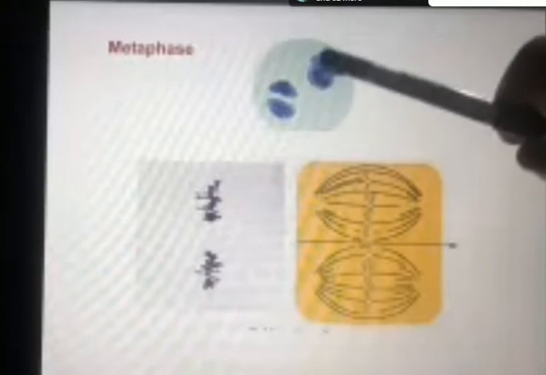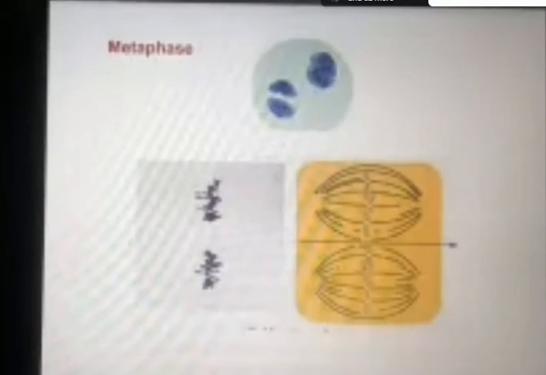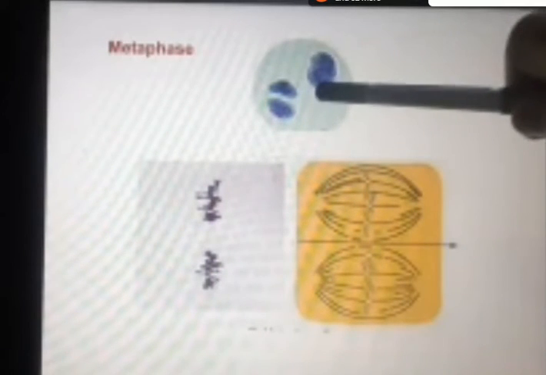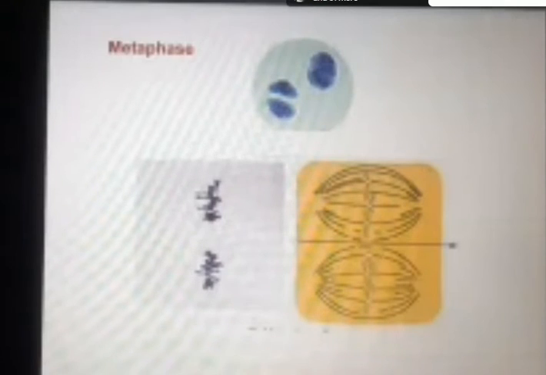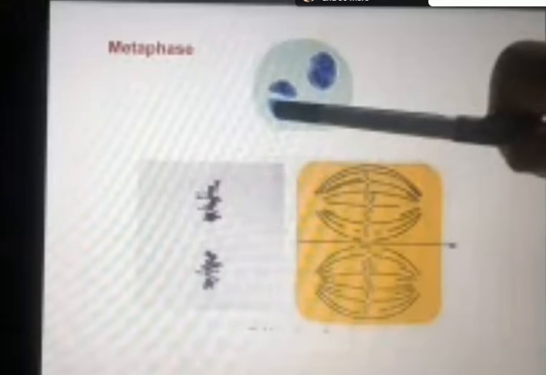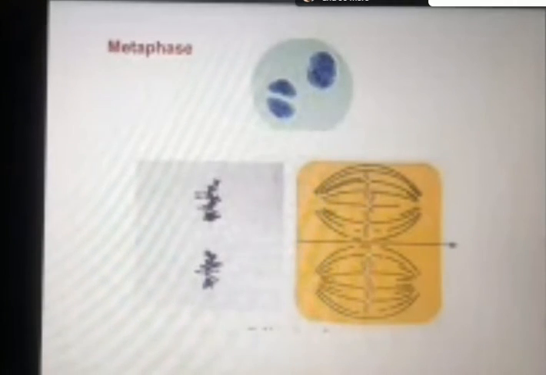But at the same time, if you see this particular photograph and this particular stage, these are also metaphase stage. But you can see that they were not found at the equatorial plate region. They were not found at the equatorial plate region, and similarly, the case in this case and in that case.